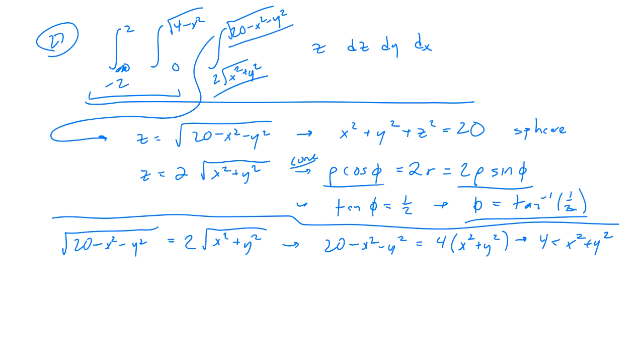So where the cone hits the sphere, which is the biggest part of it, is at the circle of radius 2. So the inside integral looks like it might be different, but it really just comes from where the cone hits the sphere of radius square root of 20.